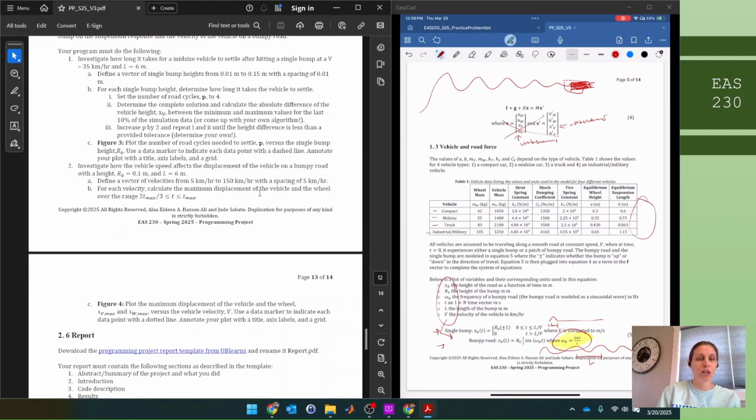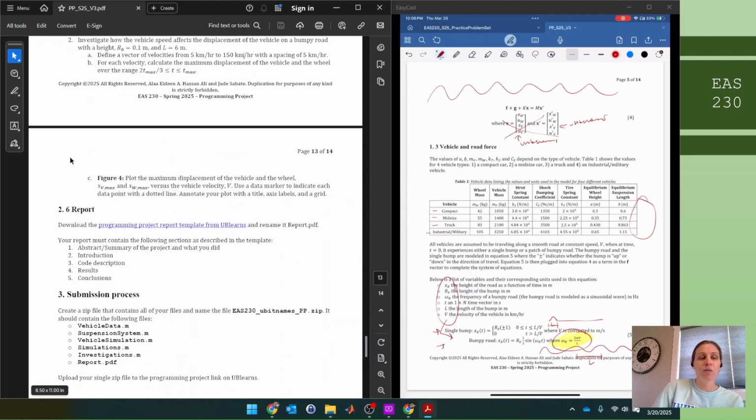And then you're going to investigate the vehicle speed. So as you are going over a bumpy road, you'll notice it looks like this, and you'll see how your vehicle speed affects how much your vehicle is moving up and down. So you look at velocities from 5 kilometers per hour to 150 kilometers per hour, and you'll see, okay, what's the maximum displacement? And you'll plot that over velocity.